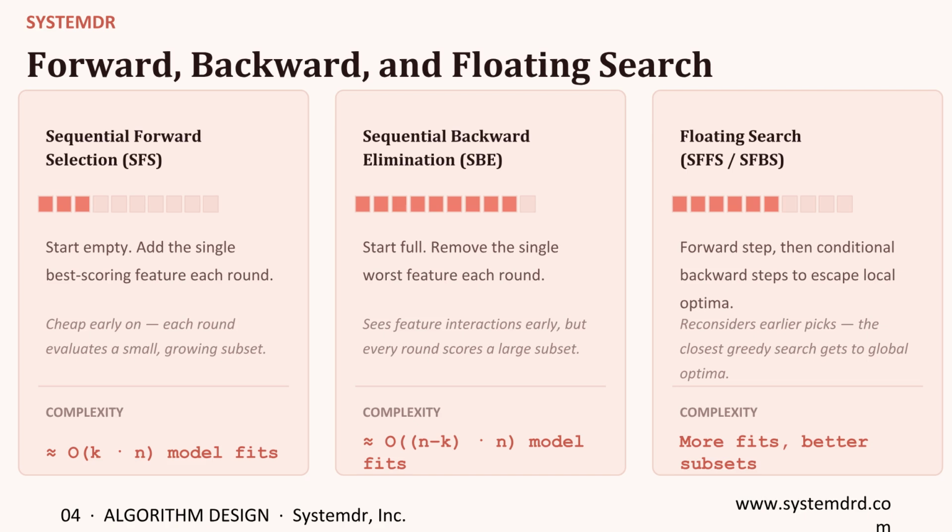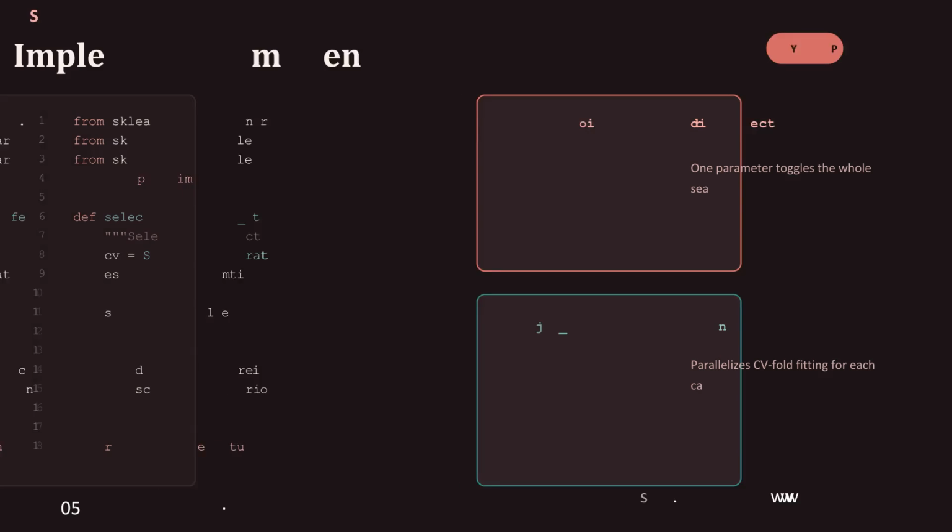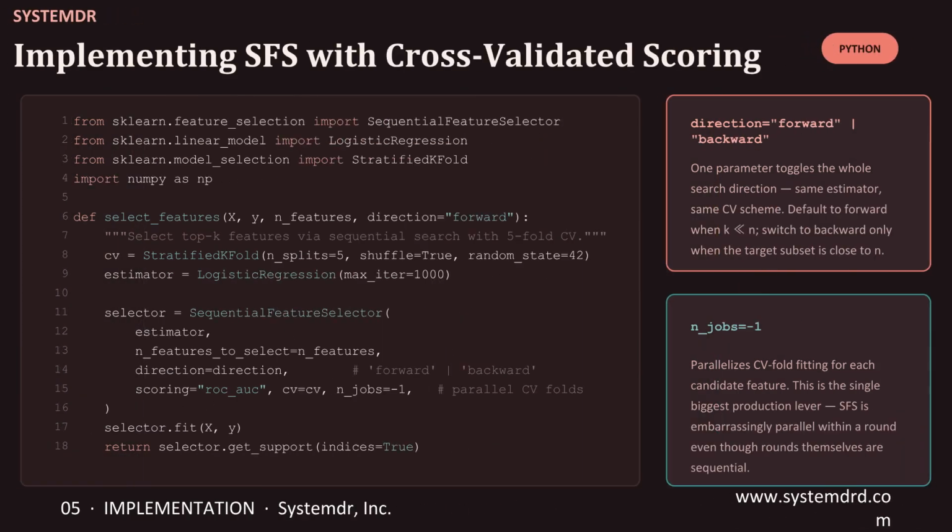The practical rule of thumb: default to forward when k is much smaller than n. Reach for backward only when your kept set is close to the full pool. And reach for floating search specifically when you suspect your features interact, when no single feature looks great alone, but pairs or triples of them do. Let's make this concrete with actual code.